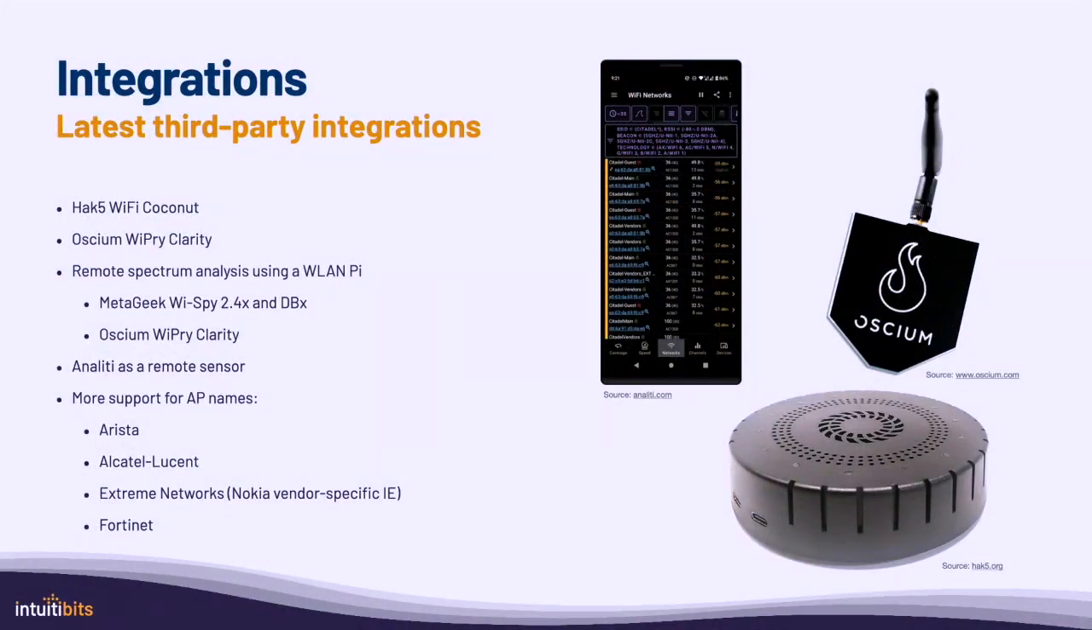And we have added support for more AP names in Wi-Fi Explorer. AP name is a feature that many people find useful to identify access points in the field. I try to keep those up to date, and as soon as a vendor implements this feature, I add it to the tool. So in the past months, I have added support for Arista, Alcatel, Extreme Networks, some Nokia vendor-specific element, and Fortinet.